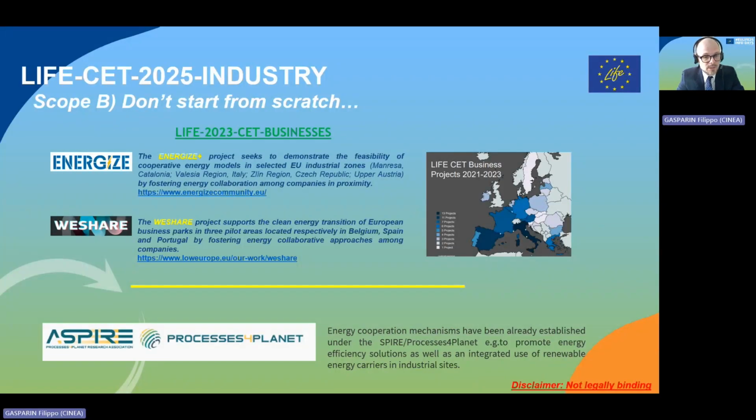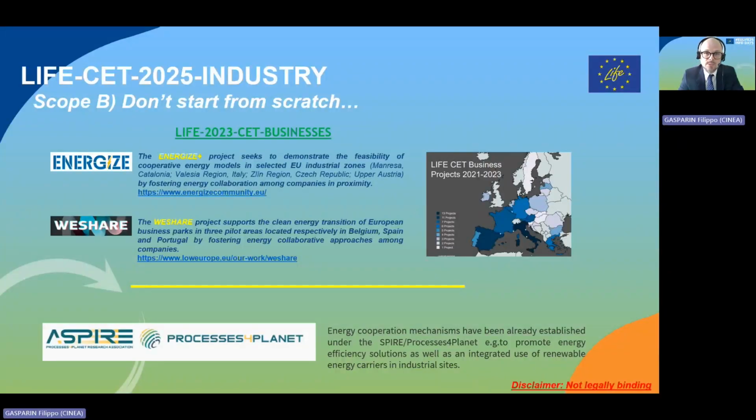Finally, I would just like to remind you that this type of collaboration to facilitate the use of renewables and also energy efficiency in industrial sites has already been supported under, for instance, two important initiatives. One is SPIRE, which was funded through Horizon 2020, and now its successor, Process for Planet, which is currently financed through Horizon Europe. And therefore you can try to complement as much as possible what already exists out there.